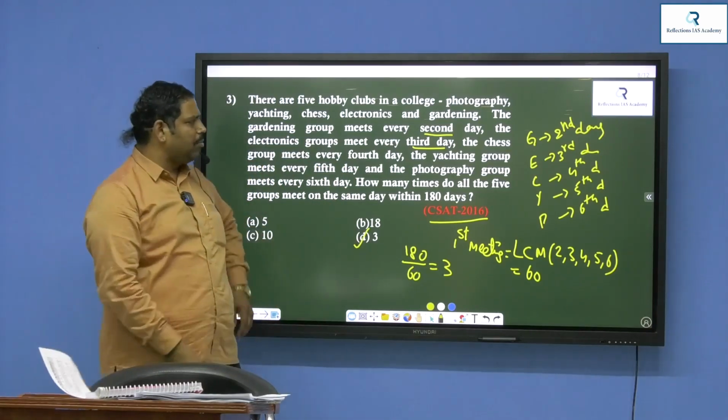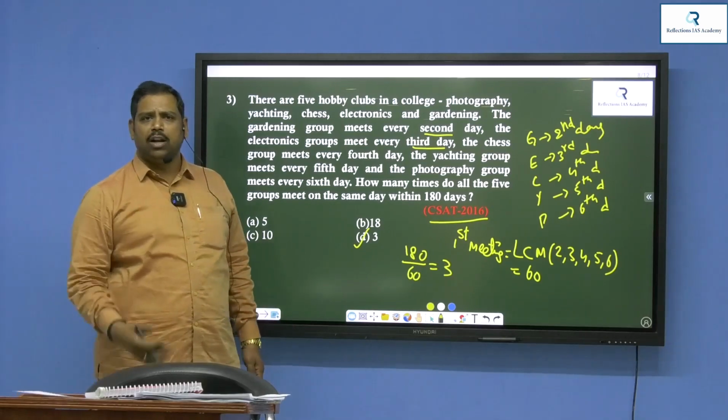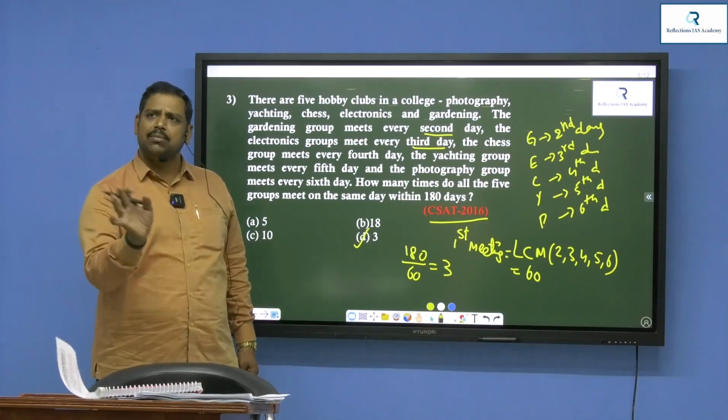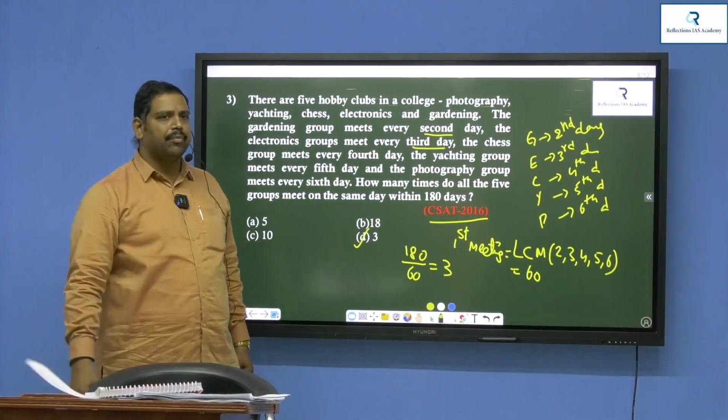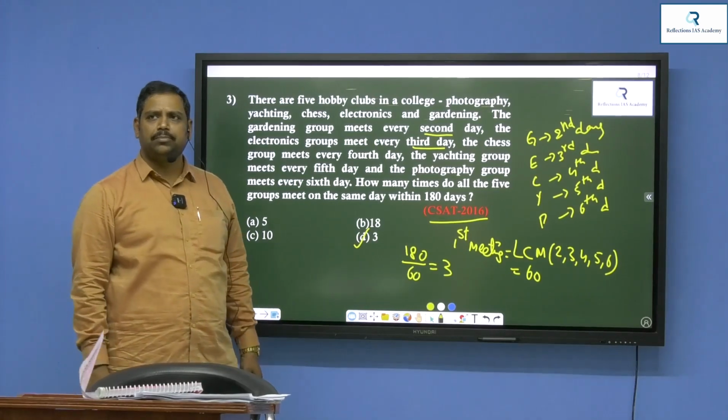This question looks very complex, but it is a very simple one. No need of paper and pen also. Happily take the LCM and simplify. Can I go to the next question?